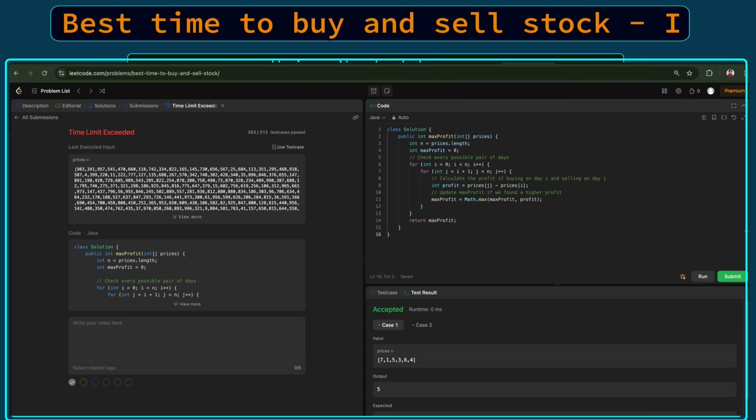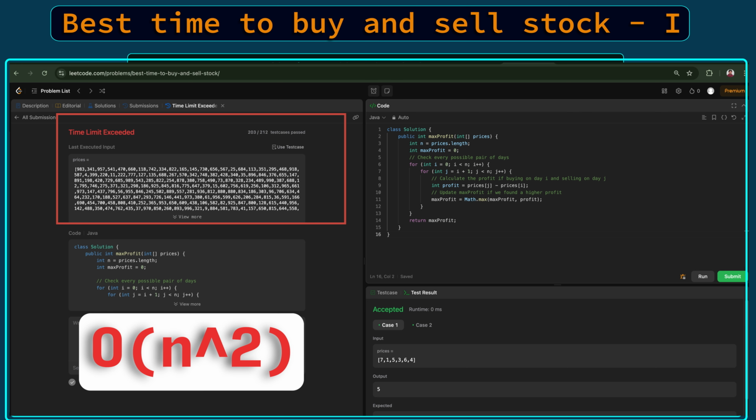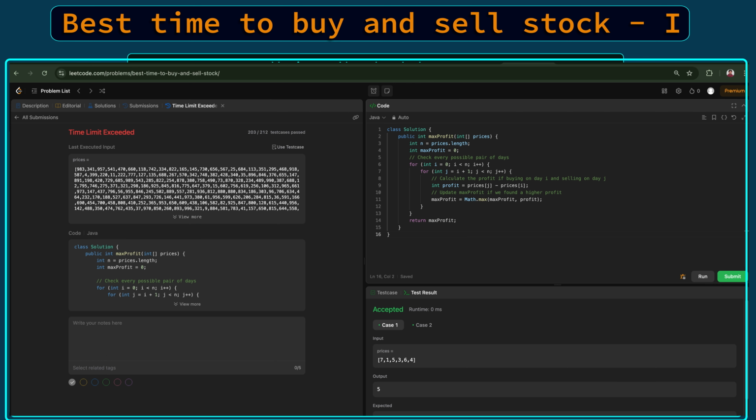So when I put this Java snippet in the Leetcode, there is no improvement. Still we will get the time limit exceeded with larger inputs. The reason this is failing with larger inputs is that it is not time efficient, because we are using two for loops which take n into n, that is n square, quadratic time complexity. So this is not at all ideal for larger inputs. So we need to improve.